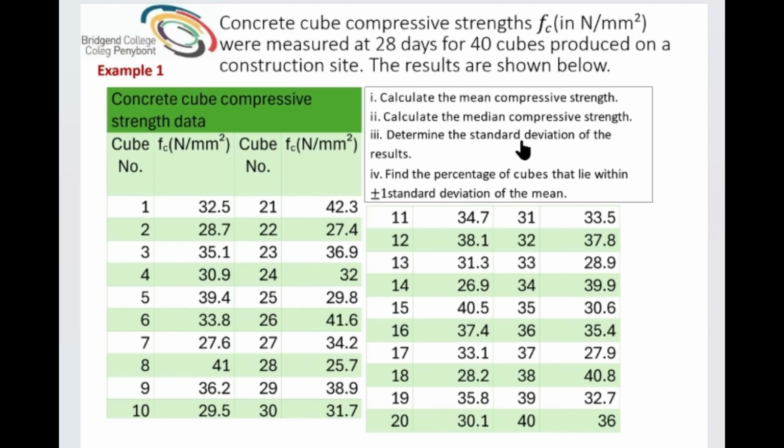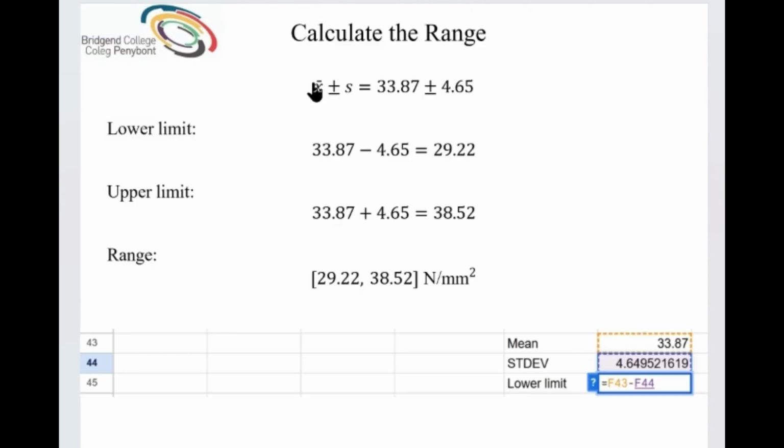So we got all these things, and then it asks you to find the percentage of cubes that lie within plus or minus one standard deviation of the mean. From this sentence, we need to add one standard deviation to the mean and take one standard deviation from the mean. So if we look, this is the mean plus or minus standard deviation. This will give you the limits. What are the upper and lower limits of the samples that you are looking for?